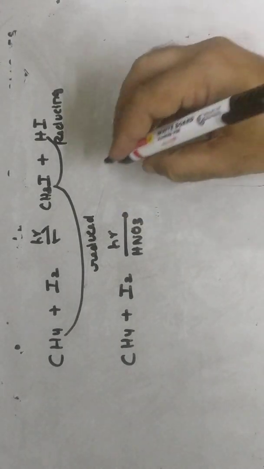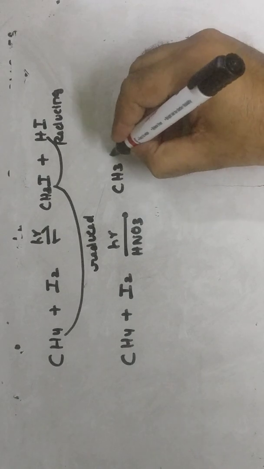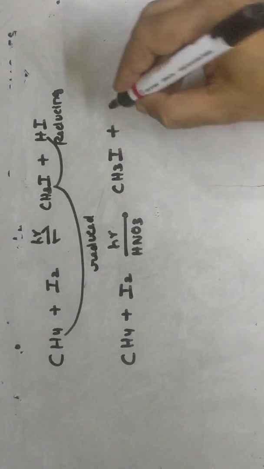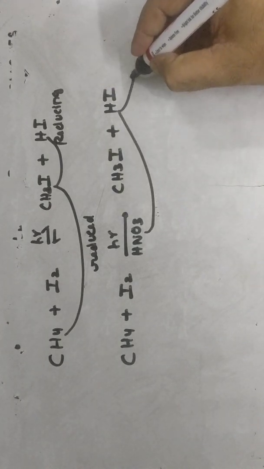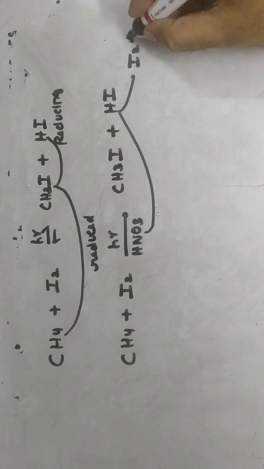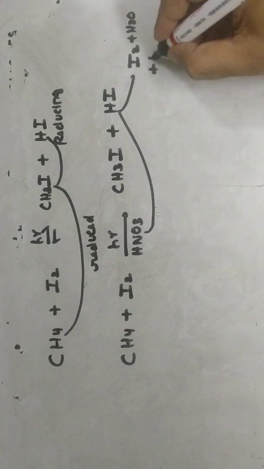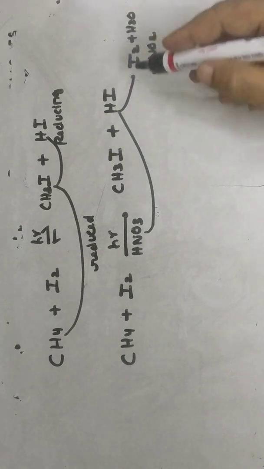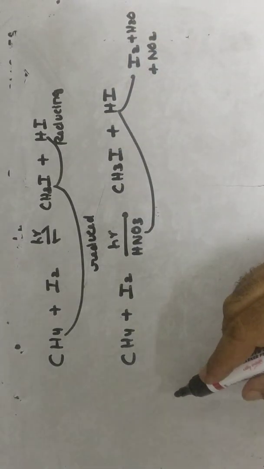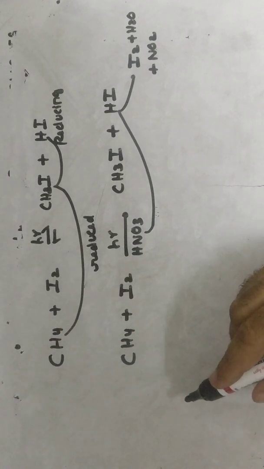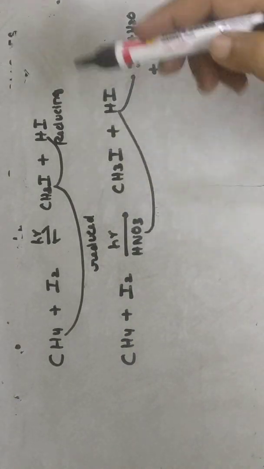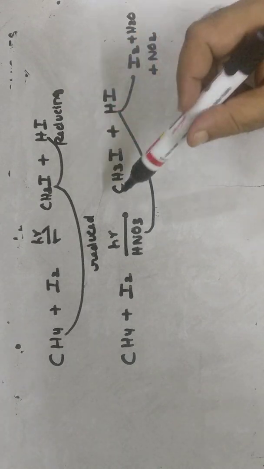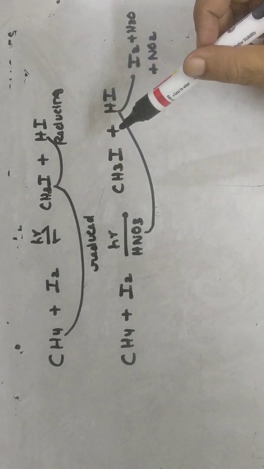If we use an oxidizing agent, nitric acid, one of the H will be replaced by I, and the HI, which is the byproduct which is formed, will be immediately oxidized by nitric acid into I2, H2O plus NO2. HNO3 is going to remove HI, preventing the backward reaction. The reaction will become irreversible, and the yield of the reaction is very, very high. So whenever you react alkane with iodine, do use nitric acid, which is an oxidizing agent, which will help in removing the HI, preventing the backward reaction. Yield of the reaction is going to be very, very high.